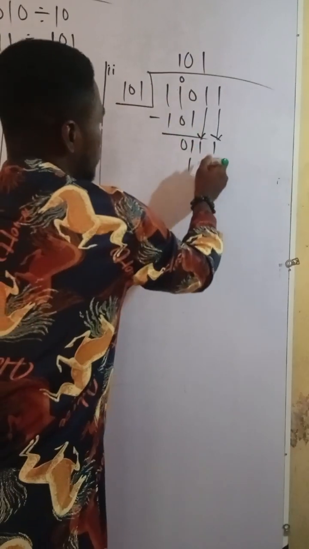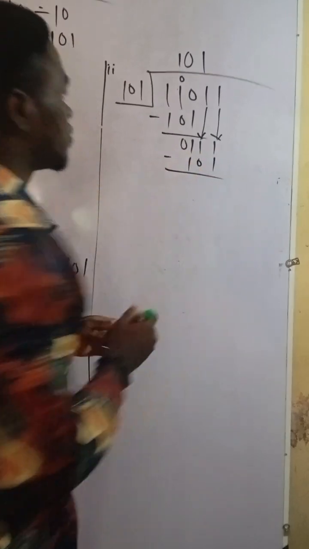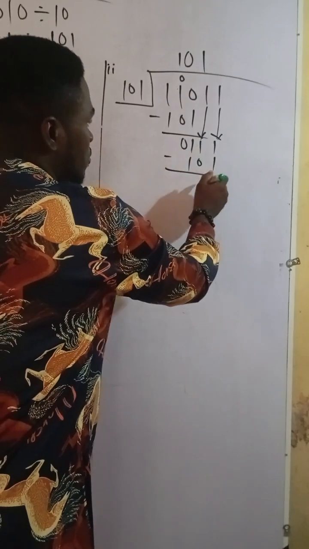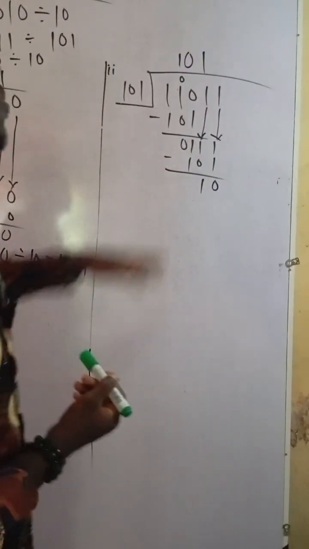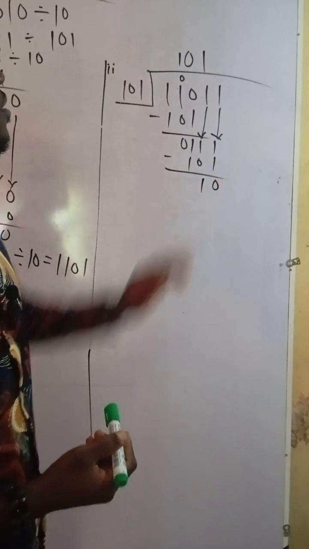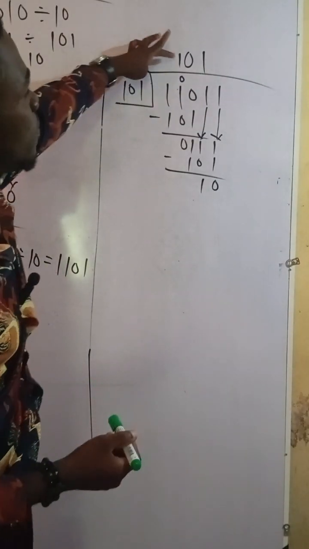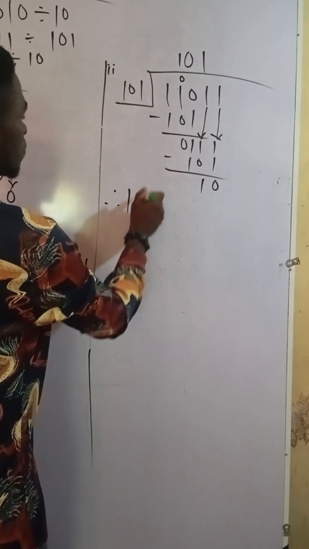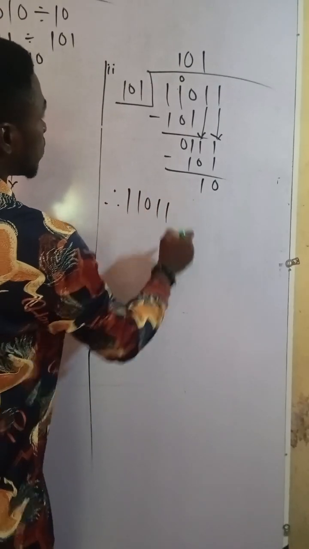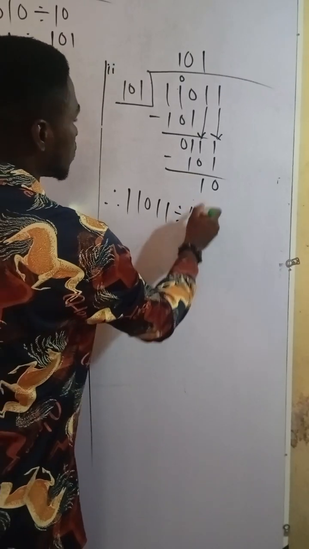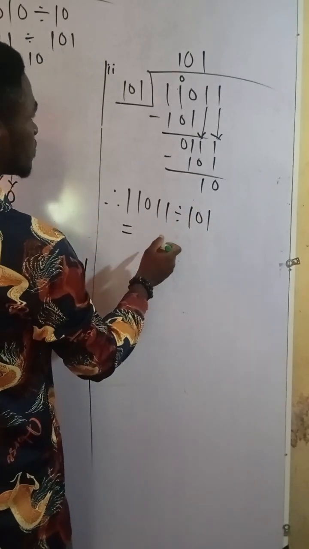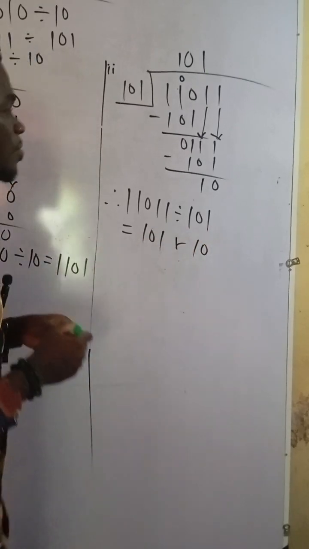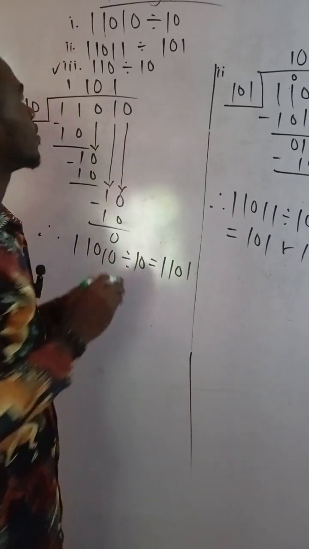1 times 101 is 101. Now we do our subtraction. 1 minus 1, 0. 1 minus 0 is 1. 1 minus 1 is 0. Now there is no other value for us to bring down. So this is our remainder. That means this is our quotient while this is the remainder. So you can say, therefore, 11011 divided by 101 is equal to 101, remainder 10.